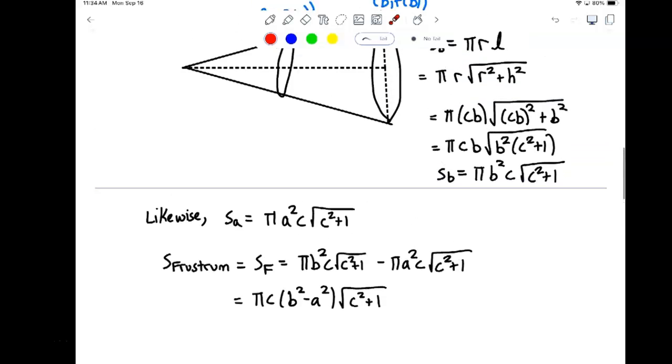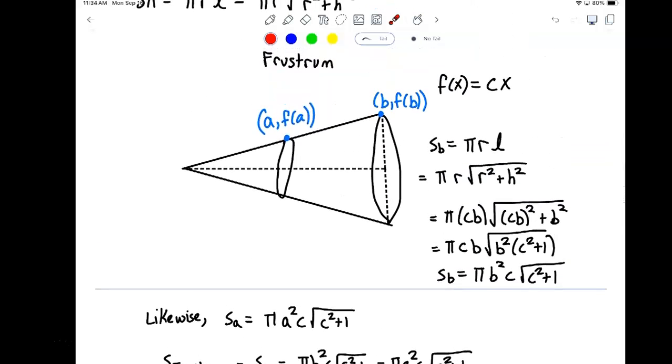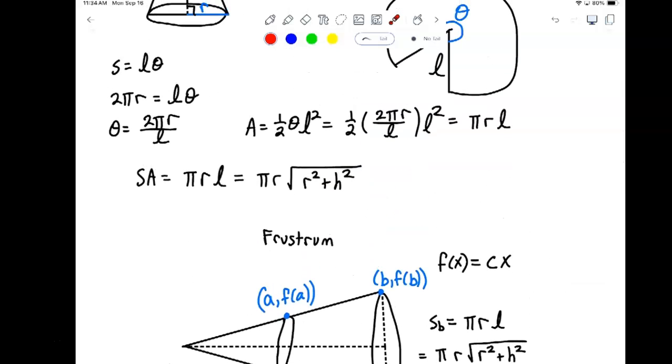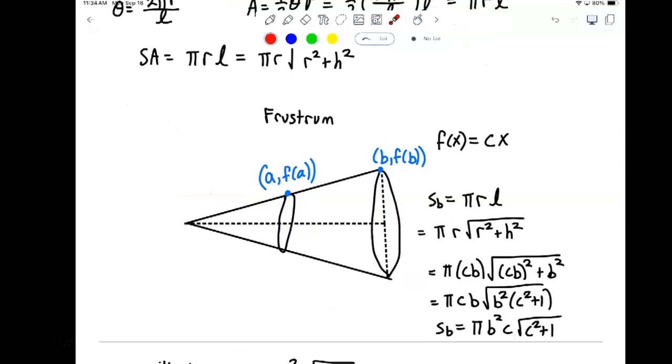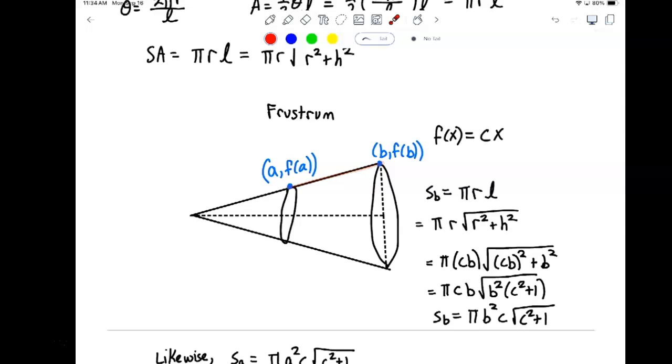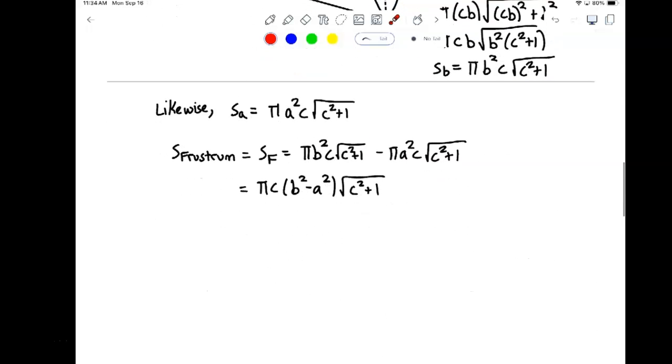Until we go back to our problem and ask, okay, what's the length of my frustum? Because when we talked about the cone, we had the formula in terms of length, pi r l. That was a pretty simple formula. So let's go back and investigate the length of my frustum. That would just be the length of this line segment. We can just simply do that by the distance formula. Kind of ugly at the moment, but it's going to get better.